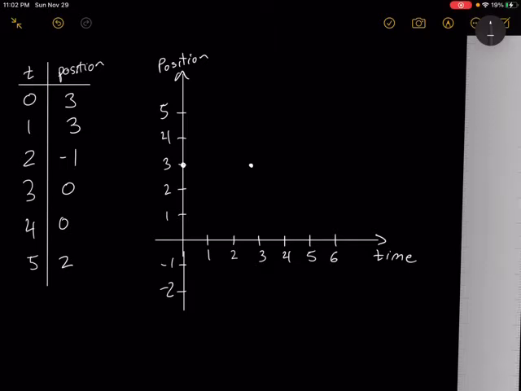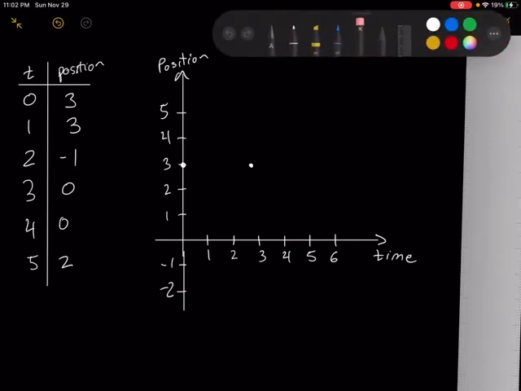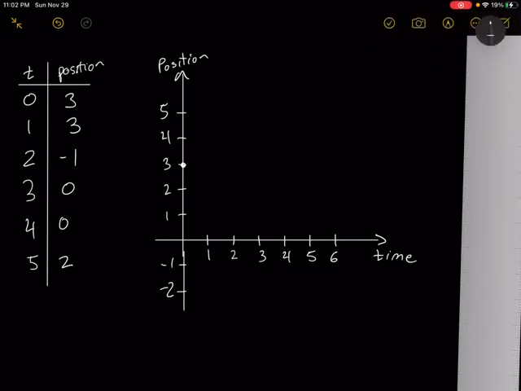Ooh, I made a mistake there. Let's go back. Let's erase that point. It's okay, we all make mistakes. So again, at time 1, we have position 3. And then at time point 2, let's say 2 seconds, we're at minus 1. So 2, minus 1. And then we can go at time point 3, 0, 4, 0, and then 5, 2.